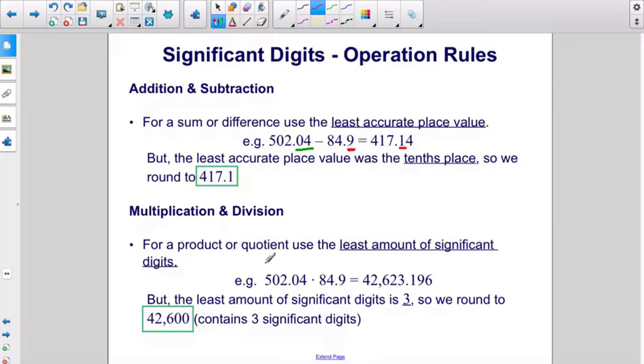417.1. For a product or quotient, you use the least amount of significant digits. For example, we have 502.04, and that has 5 significant digits, multiplied by 84.9, which has 3 significant digits, so our answer is going to have only 3 significant digits. So we have 1, 2, 3, and then we're going to round the rest of these. Since this is a 2, this is just going to get rounded out, and we are left with 42,600, which contains 3 significant digits. So the rest of these become zeros.